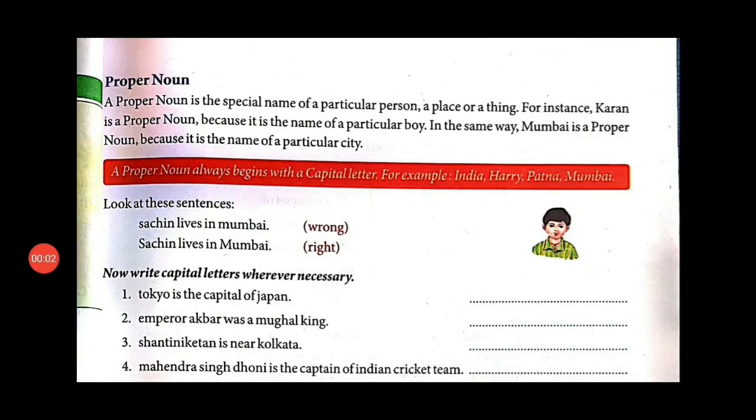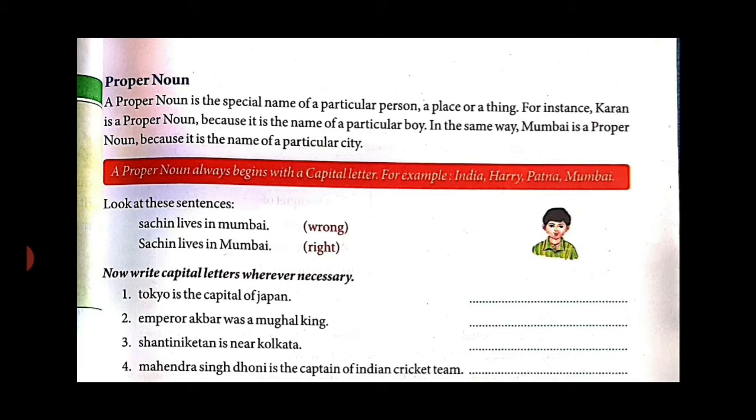Now talking about the next kind of noun, children, proper noun. What is a proper noun? A proper noun is the special name of a particular person, a particular place or a particular thing. For example, Karan is a proper noun because it is the name of a particular boy. If I simply say boy or boys, then it falls under common noun. But if I am naming that particular boy, for example here it is given Karan, then Karan comes under a proper noun. Whenever we use a special name of a particular person, place or thing, it is known as a proper noun.